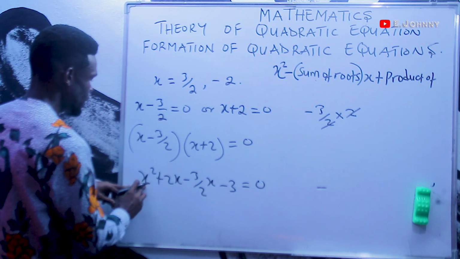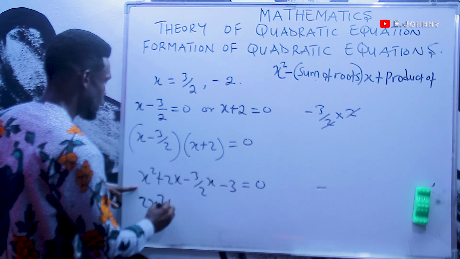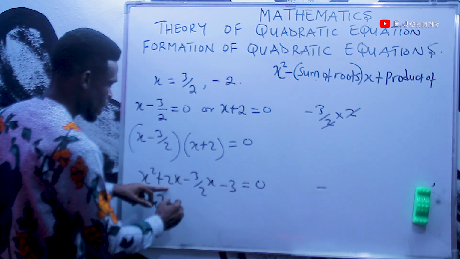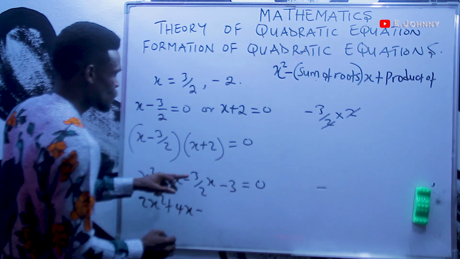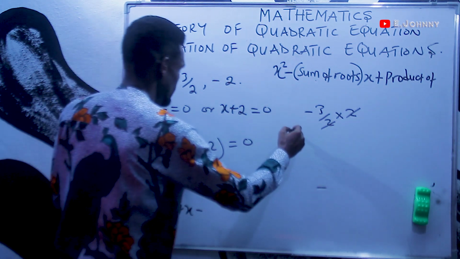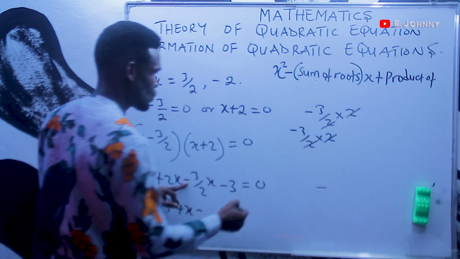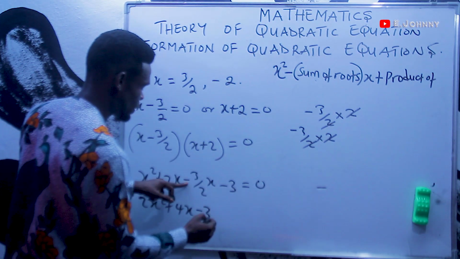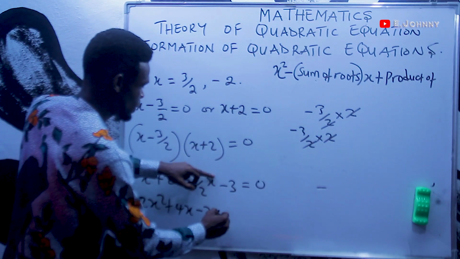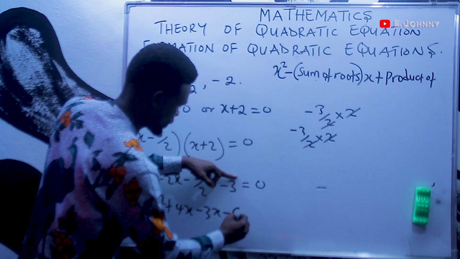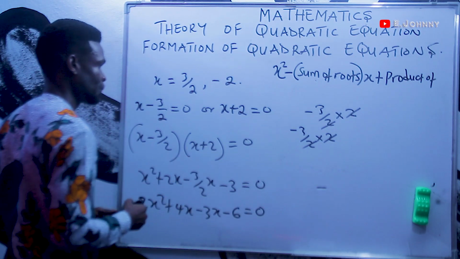So if you multiply this by 2, you have 2x squared plus. Multiply this by 2. That's 2 times 2x, 4x. Minus, multiply this by 2. That is minus 3 over 2 times 2. This and this will go. So you are left with minus 3. Minus 3 times that 2, which is 6, equals 0.